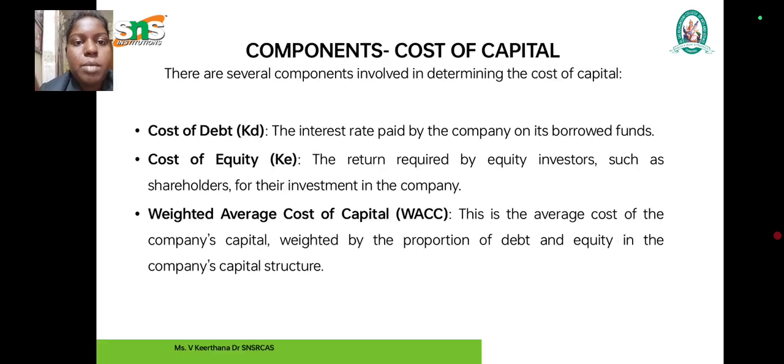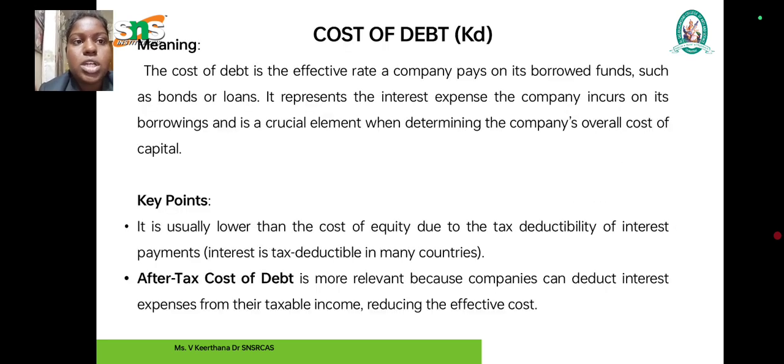So first is components of capital. In the last video we have seen this in short form. So we can see in elaboration there are several components involved in determining the cost of capital. First one is cost of debt, then cost of equity, and last is weighted average cost of capital. First we can see what is cost of debt.